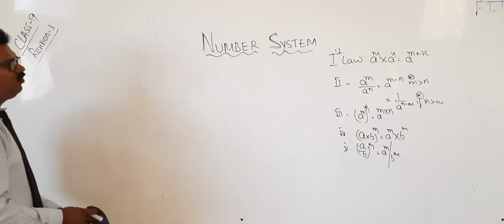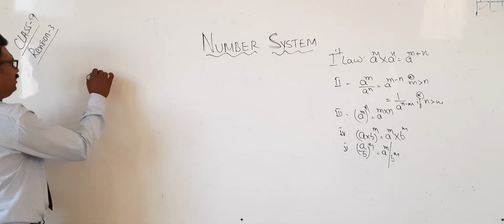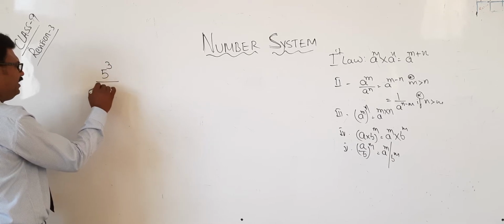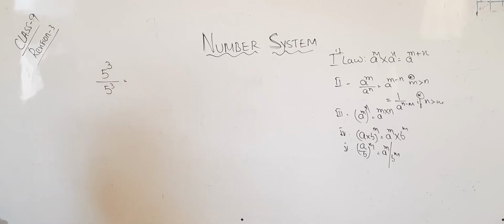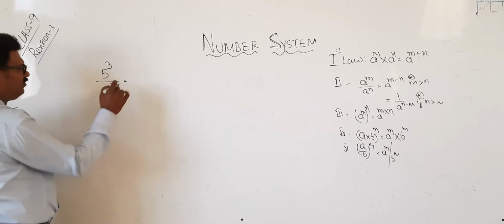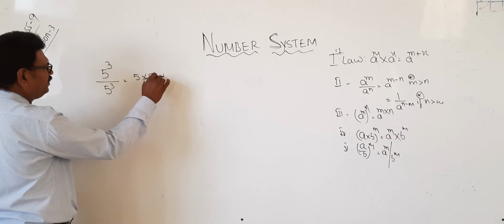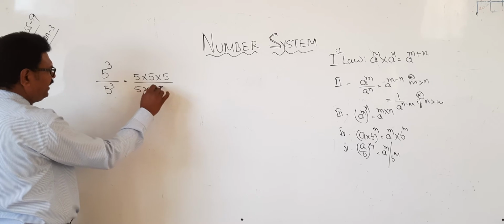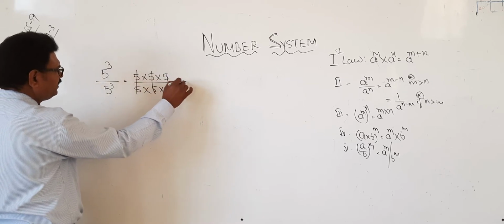What is the concept here? Very, very simple concept. 5 to the power of 3 divided by 5 to the power of 3. First we will see what it means. 5 cube means 5 into 5 into 5. Here 5 into 5 into 5. Cancel, cancel, cancel. What is the answer?